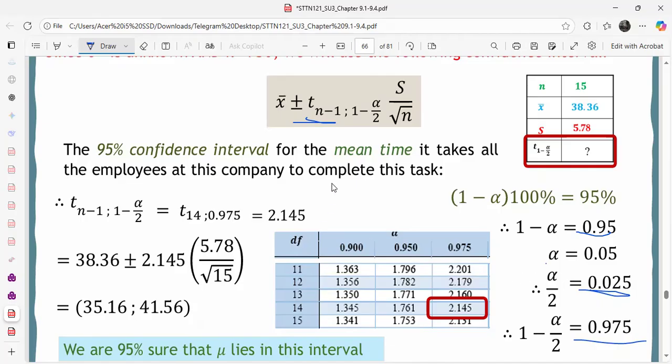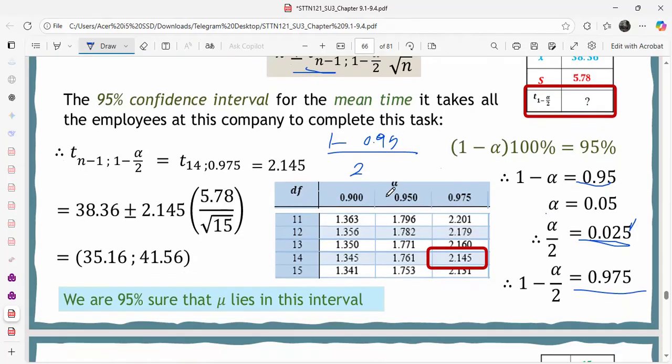But I used to use the method of 1 minus 0.95, divided by 2. The answer I'm going to get is 0.025. Then after, I'm going to say 1 minus that 0.025, and then I'll get 0.975.